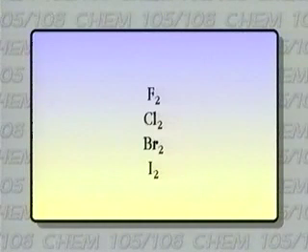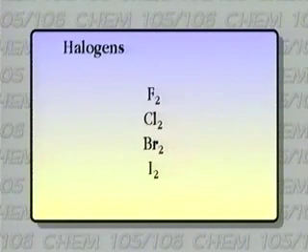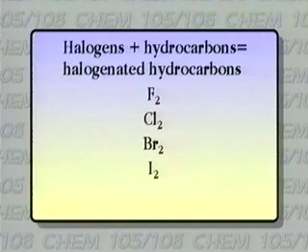There are a group of chemicals, or I should say a group of elements as a family, F2, Cl2, Br2, and I2. The four elements that we see over here stacked on top of each other, element number 9, 17, 35, and 53. These are referred to as a group of elements as the halogens. And if we react the halogens with hydrocarbons, we produce a group of organic compounds that we refer to as halogenated hydrocarbons.